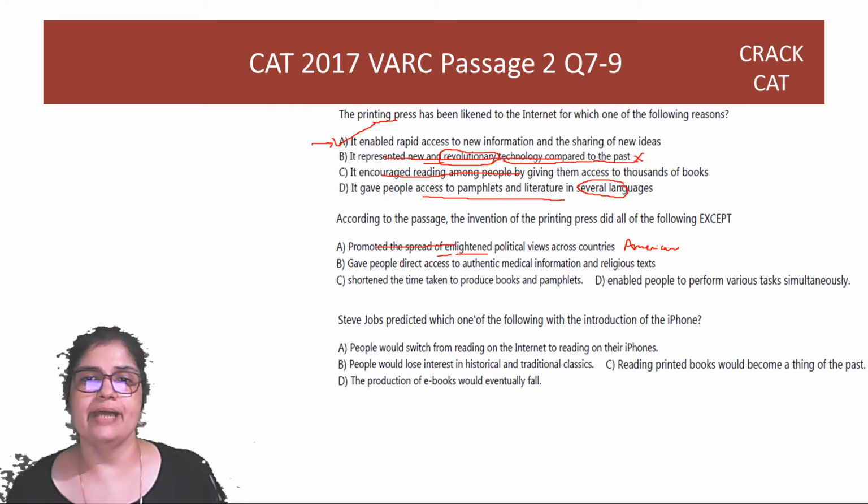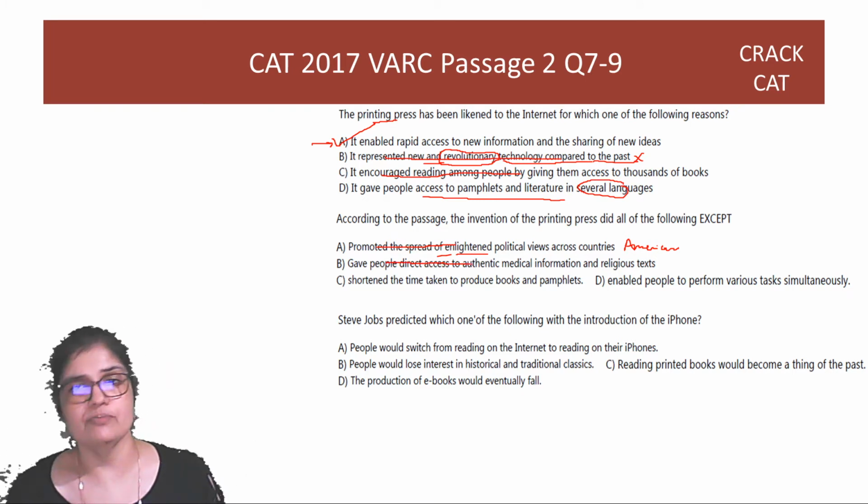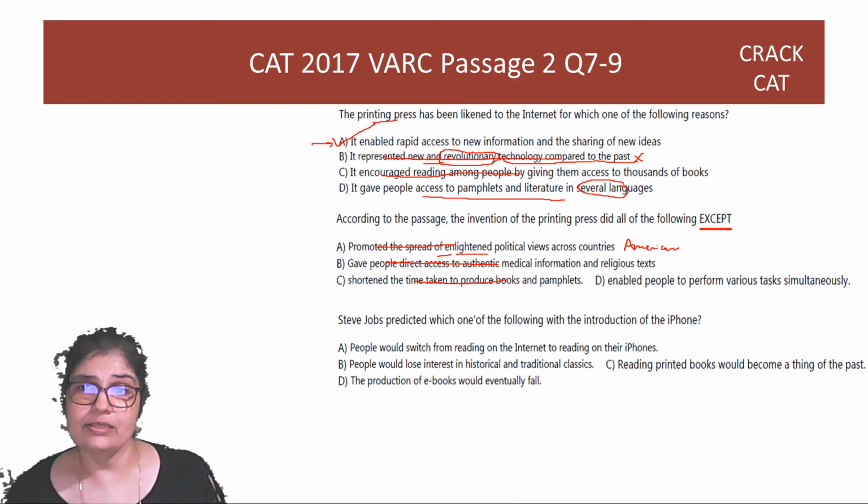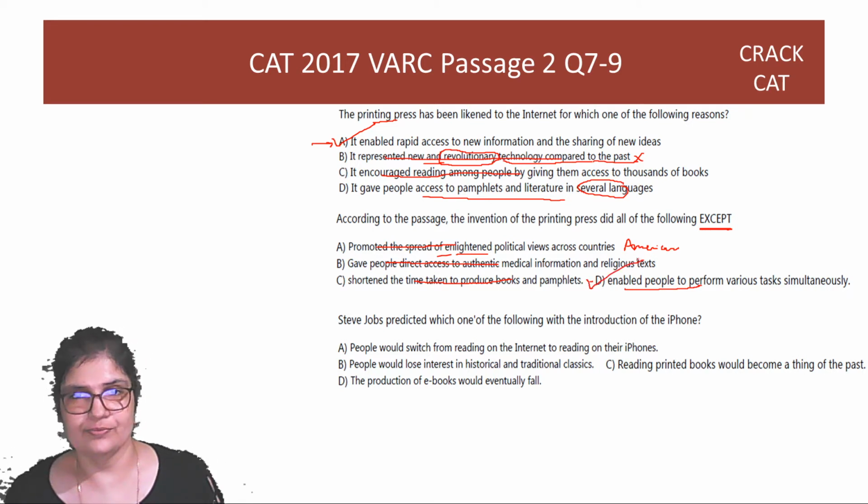It gave people direct access. Yes, this happened because of printing press. You want except, please remember, right? Shortened the time taken, that is also clearly given. It enabled people to perform various tasks simultaneously. This we still don't do well, right? So the printing press has nothing to do with multitasking. So this is your answer.